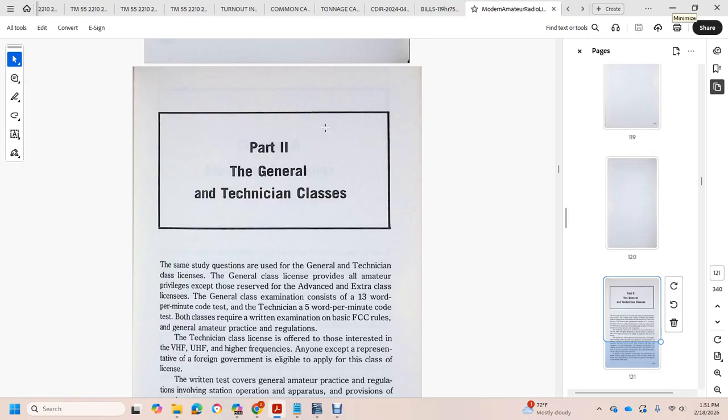The General class examination consists of the 13 word per minute code test, Technician 5 word per minute code test. Both classes require the written examination of the Federal Communication Rules. General amateur practice, the regulation of the Technician class license offered with the interest of the VHF, the UHF, higher frequencies. Anyone with a representative of a foreign government is eligible to apply for the class of the license.